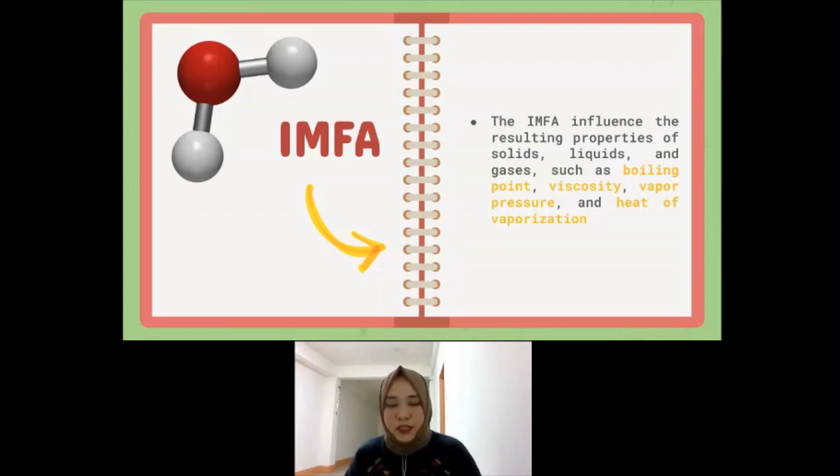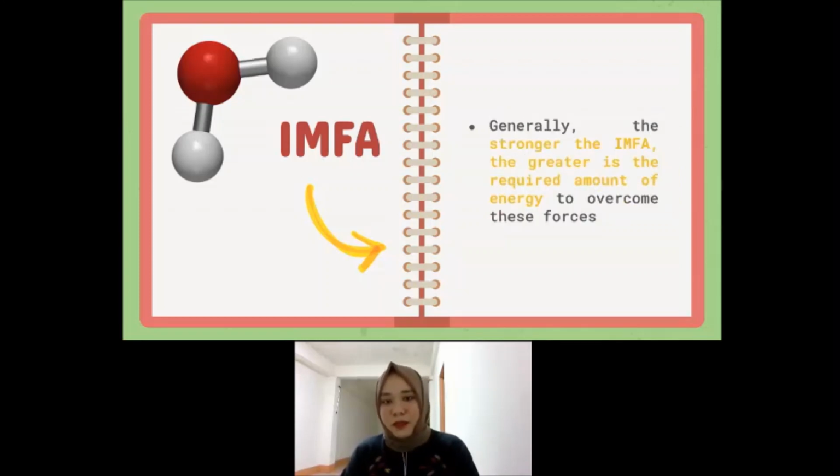So if you could remember, we just discussed the differences between the particle arrangement or the behavior of the particles between solids, liquids, and gases. Because of this behavior, it's also the reason why liquids have properties that solids don't have, and why solids have properties that liquids don't have, and why gases have properties that liquids and solids don't have. It's because of the intermolecular forces of attraction that act between these particles. It's also the reason why solids, liquids, and gases have different boiling points, viscosity, vapor pressure, and heat of vaporization. So basically, these are examples of properties.